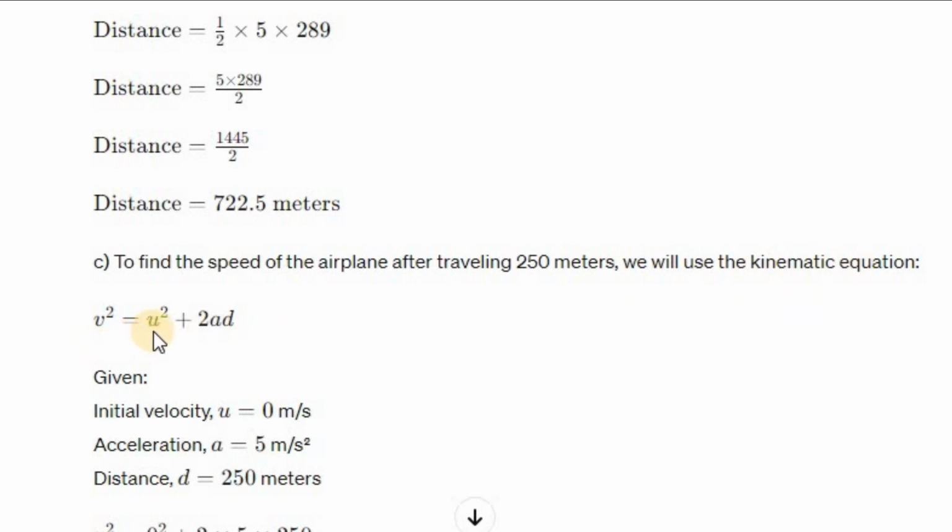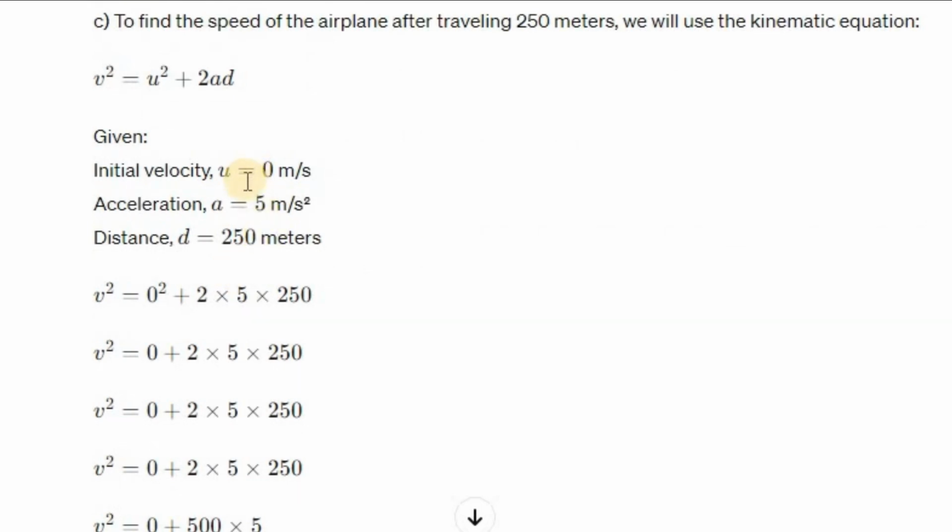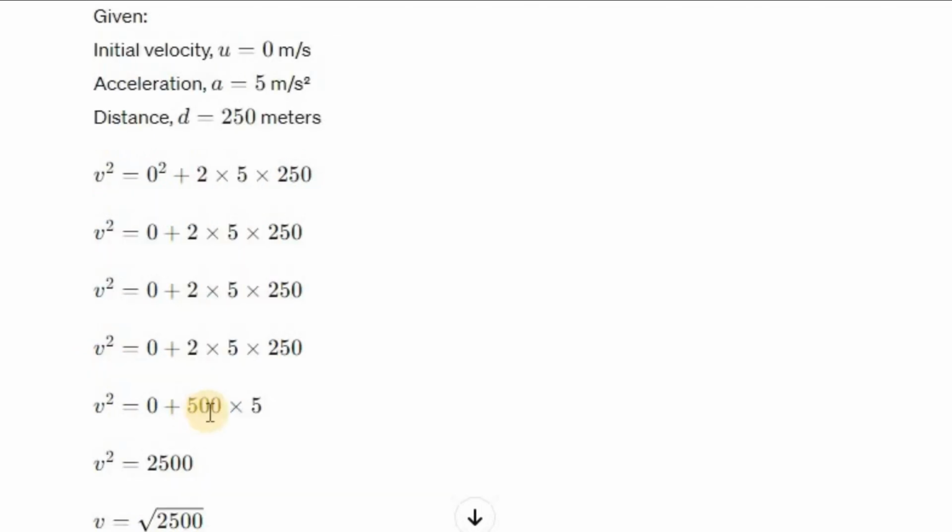C. To find the speed of the airplane after traveling 250 meters, we will use the kinematic equation v squared equals u squared plus 2ad. Given initial velocity u equals 0, acceleration a equals 5 meters per second squared, distance d equals 250 meters. v squared equals 0 squared plus 2 multiplied by 5 multiplied by 250.